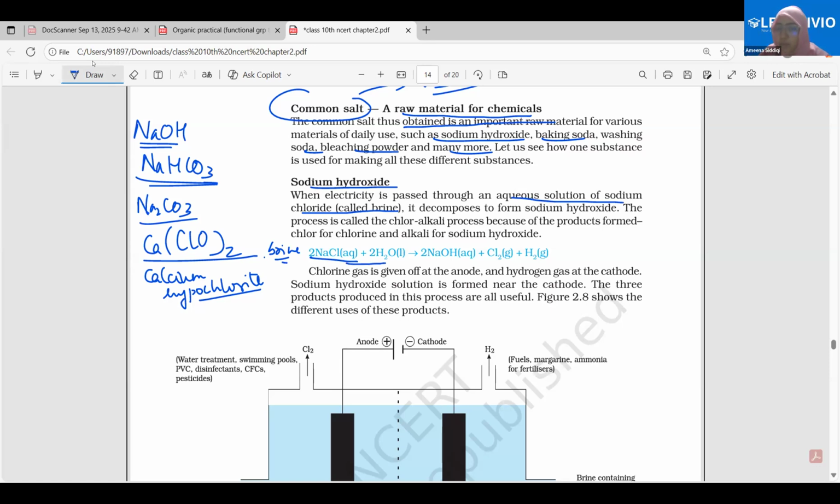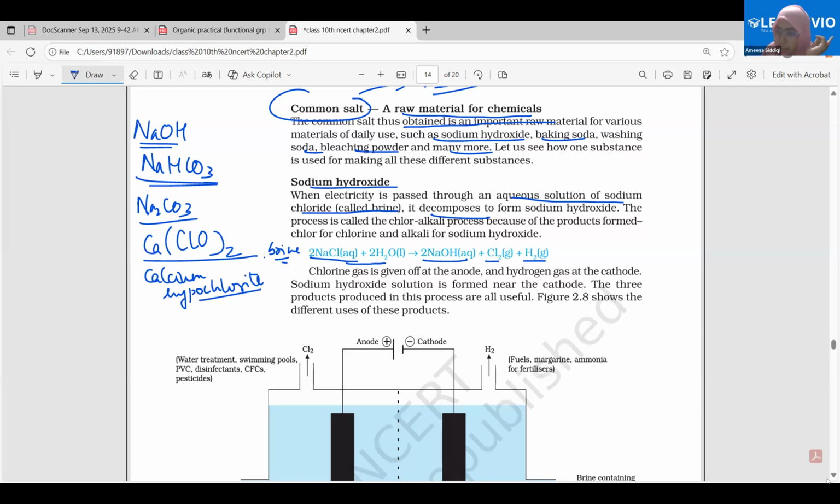Now, what happens? This is in the aqueous form. When this decomposes, I have already taught decomposition in the first chapter. This will give you sodium hydroxide. NaOH means sodium hydroxide. It will give you chlorine gas and hydrogen gas. The decomposition of the brine, that is the aqueous form of sodium chloride, gives you sodium hydroxide, chlorine gas, and hydrogen gas. This is the first chemical reaction which is very important.